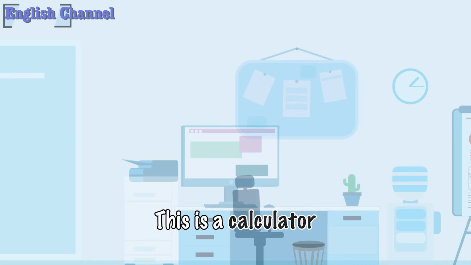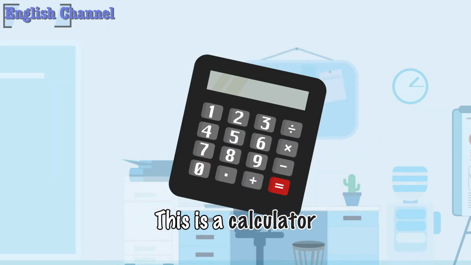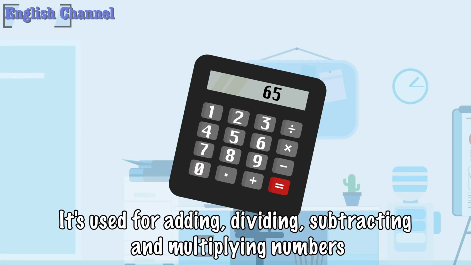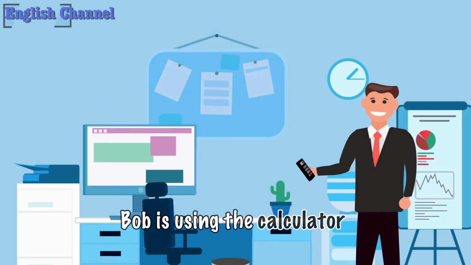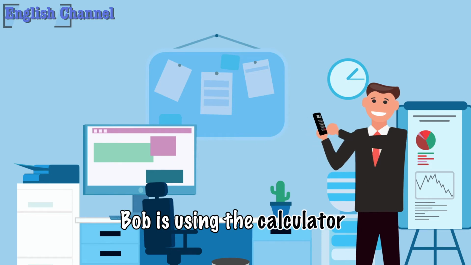This is a calculator. It's used for adding, dividing, subtracting, and multiplying numbers. Bob is using the calculator.